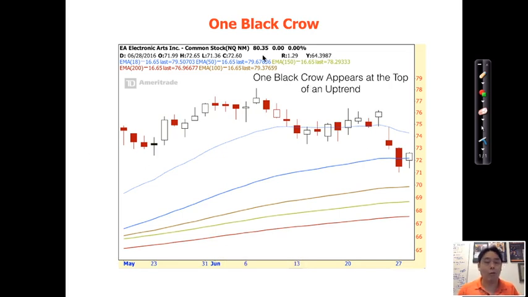Where's the one black crow? Okay. Ignore what I just said. That was not one black crow. Okay. Can you find the one black crow? There we are. One black crow.